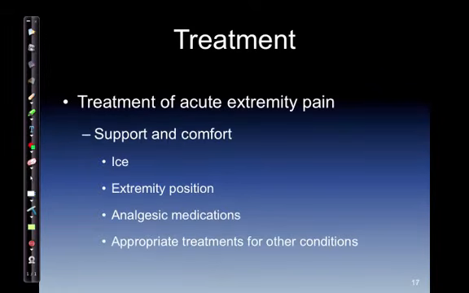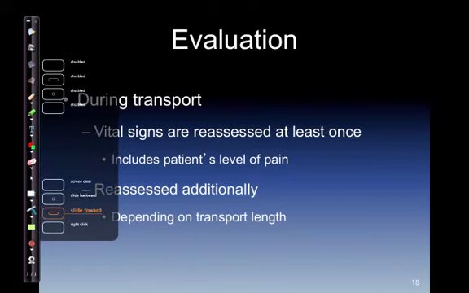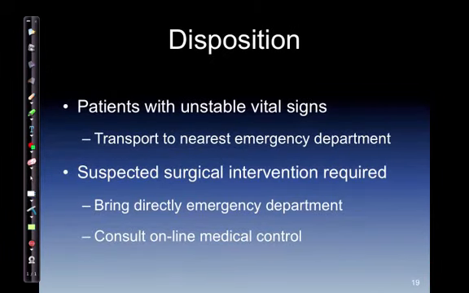Treatment. Treatment of acute extremity pain is support and comfort. Ice, extremity position, and that would be elevation, analgesic medications, and appropriate treatments for other conditions if found. Evaluation. During transport, vital signs are reassessed at least once. Includes the patient's level of pain. Reassessed additionally depending on the transport length and the condition of the patient. Disposition. Patient with unstable vital signs, transport to the nearest emergency department. Suspected surgical intervention may be required. Bring directly to the emergency department or consult online medical control.